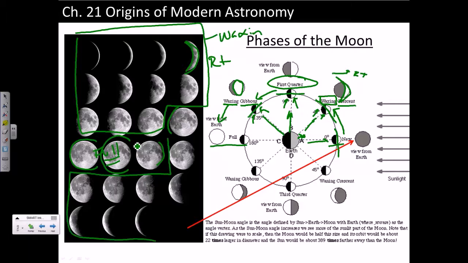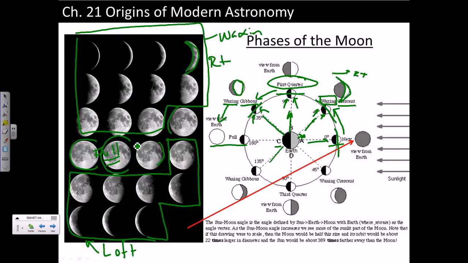That means the area that's illuminated is going to be getting smaller in here, and so notice all of these are illuminated on the left side of the moon. So you should be able to identify whether the moon is waxing or waning based on which side of the moon is illuminated.